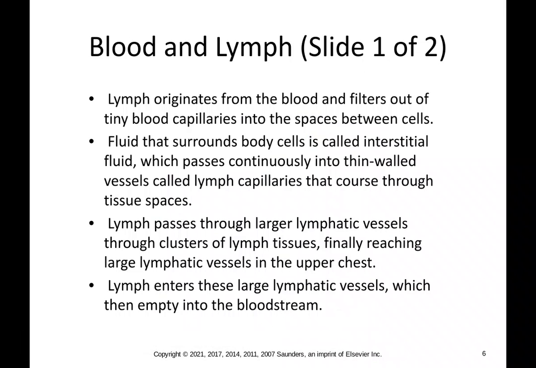So again, lymph originates from the blood and filters out of teeny blood capillaries into the spaces in between the cells. The fluid that surrounds the cells of the body is called interstitial fluid, and this passes continuously back and forth into the lymph capillaries that have very thin walls, and then those weave through the tissue spaces. The lymph passes through the larger lymphatic vessels through clusters of lymph tissue, and then finally it reaches the large lymphatic vessels in the upper chest. The lymph enters these large lymphatic vessels, and then those empty it into the bloodstream.